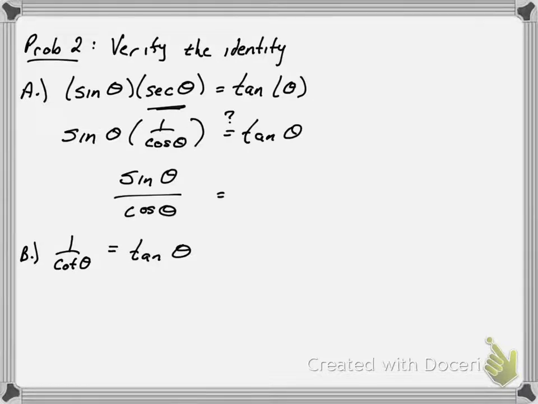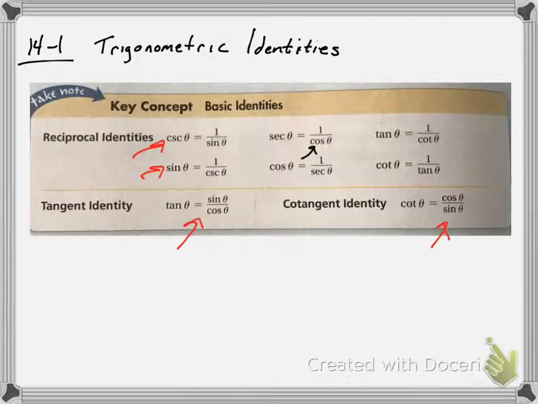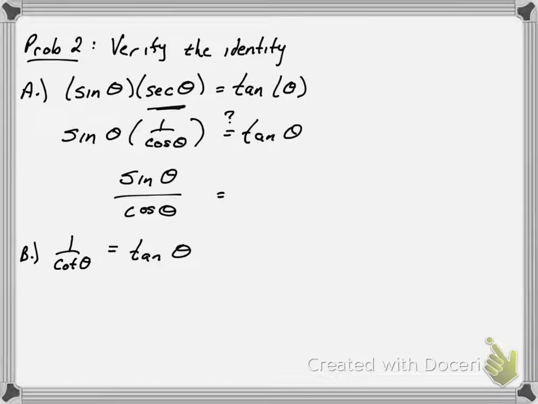Well, what is tangent theta? We'll go back again to this list. You know the tangent of theta is sine of theta over cosine theta. So again, how can I break this down and make it smaller? That's sine theta divided by cosine theta. So let's check. So this is actually equal to that.